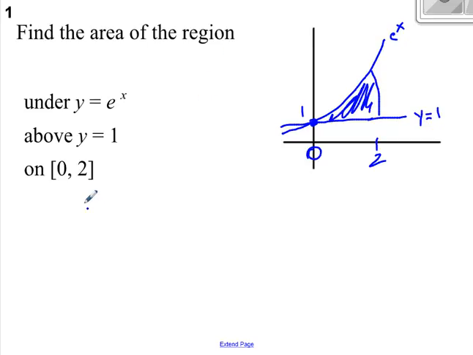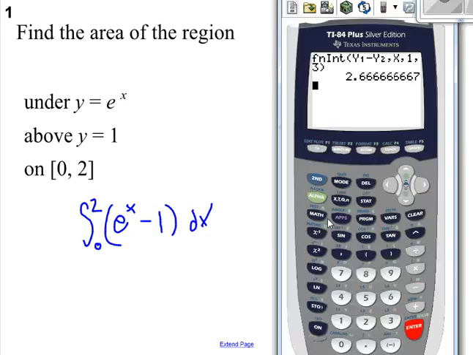So I can do the integral from 0 to 2 of e to the x minus 1 dx. So top function e to the x, bottom function 1, from 0 to 2, and now all I need is a calculator to get that final answer. So math 9, second, let's see, we've got e to the x minus 1, comma x comma 0 comma 2, close our parenthesis, and there it is.